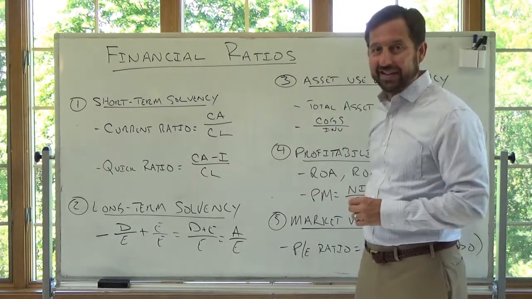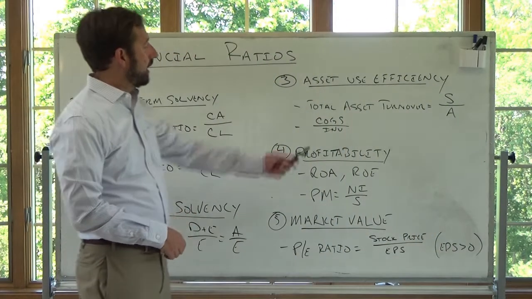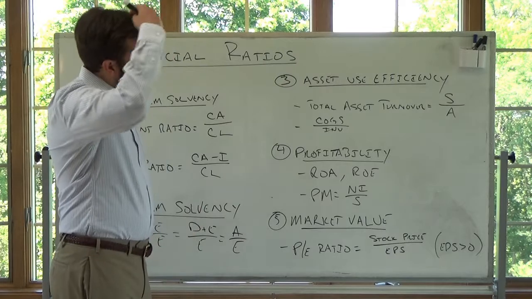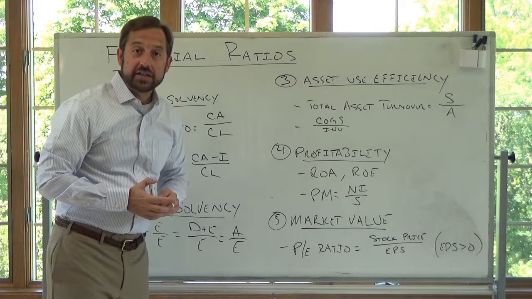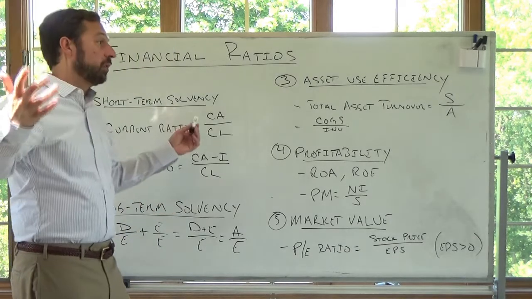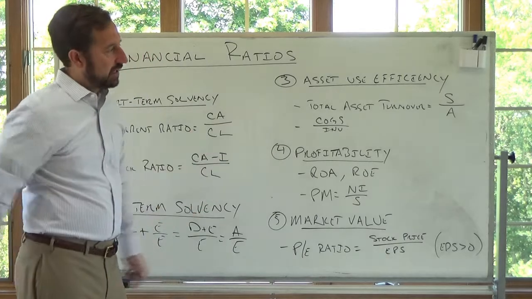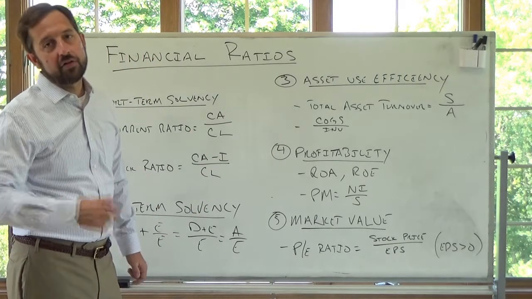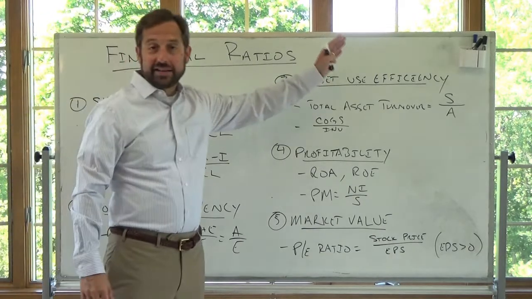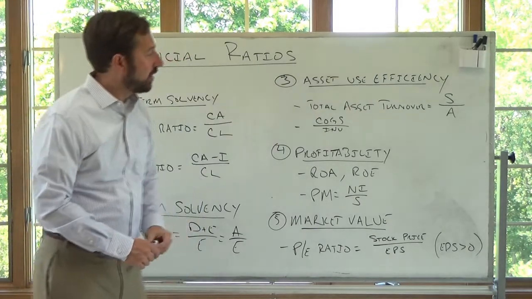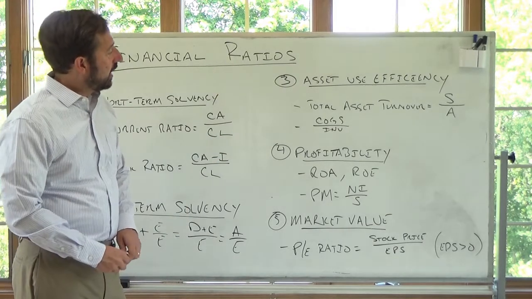Okay, next category is asset use efficiency. Here, my favorite is total asset turnover. The idea is how much sales do you generate for every dollar in assets, right? So if I say total asset turnover is 3, and somebody in the meeting asks, well, what does that mean? That says, for every dollar in assets, we generate $3 in sales. What do we want? We'd like this to be as high as possible, generally, right? For a given unit of assets, I want to generate as much sales as possible.